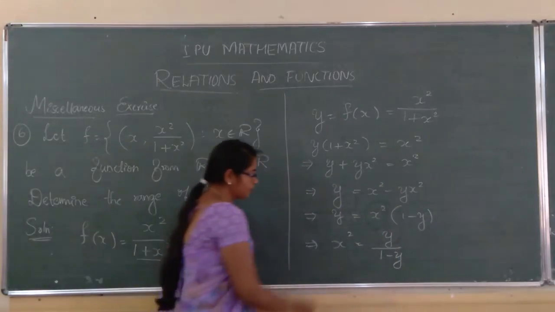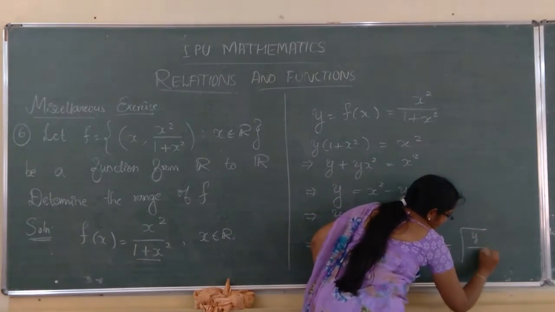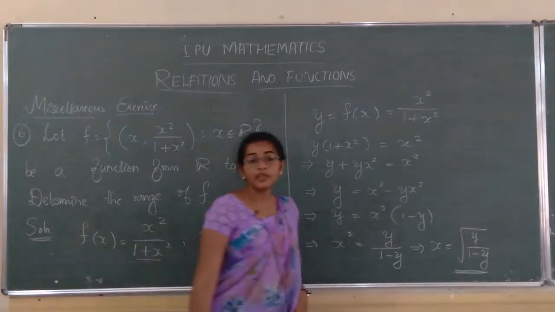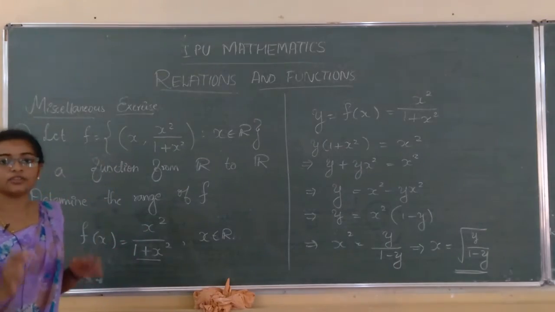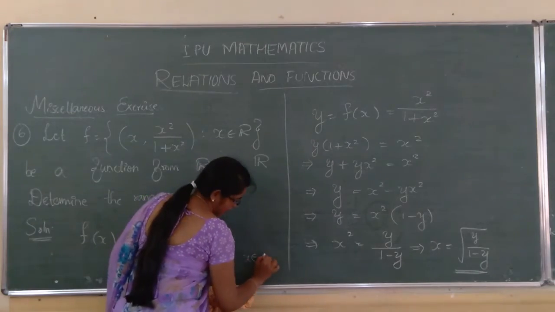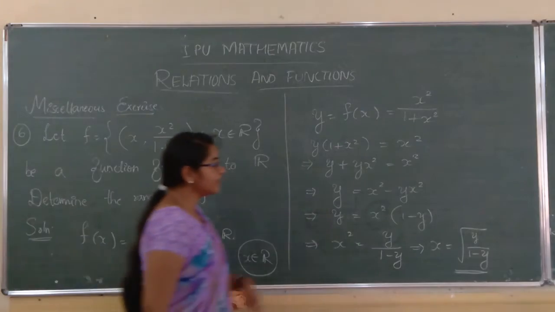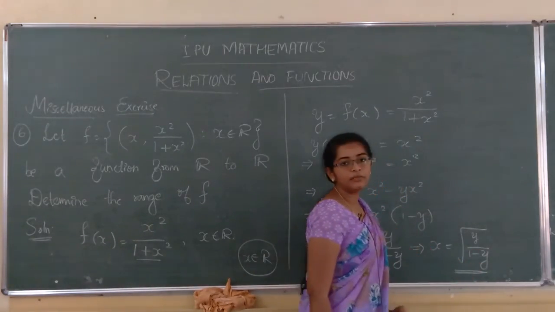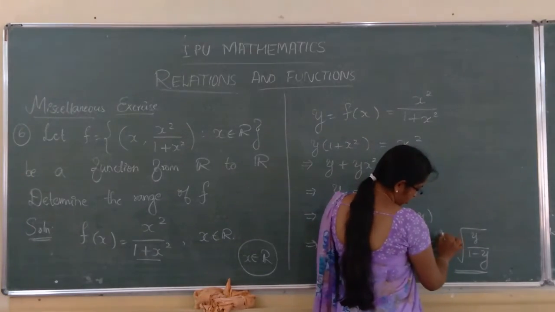Now, this implies that x is equal to square root of y divided by 1 minus y. This is my x. Now, see, I know the domain of this function is R, set of all real numbers. So, x should belong to R. That is the only condition I have for the domain. So, here x in terms of y is square root of y divided by 1 minus y. That implies that this x should belong to R.